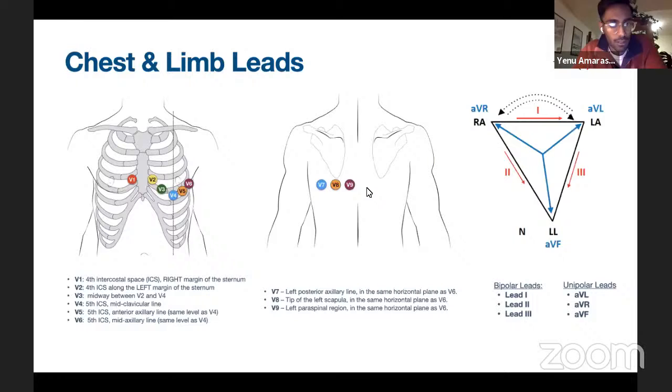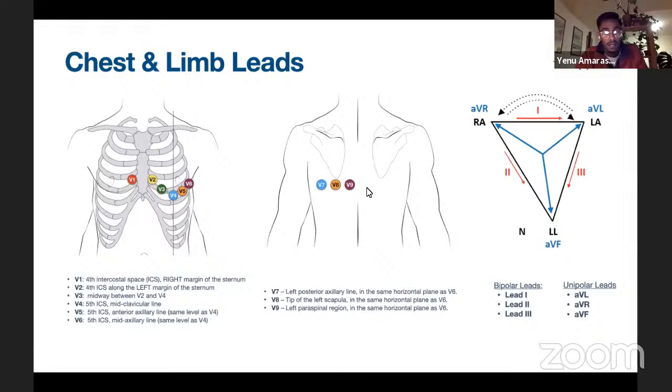So next, I'm going to talk about the chest leads and limb leads. This is a bit of a practical aspect. Normally in your rotations or your internships, you might be asked to assist a nurse, or maybe if you're a junior doctor, you might get asked to do this yourself. And this is basically how you're going to set the patient up in order for you to record the relevant information you want to collect.